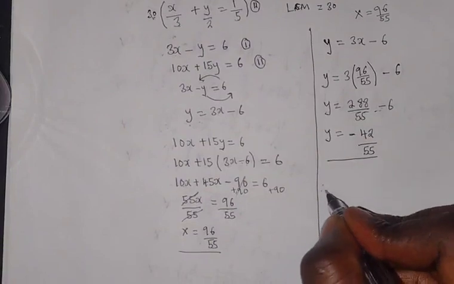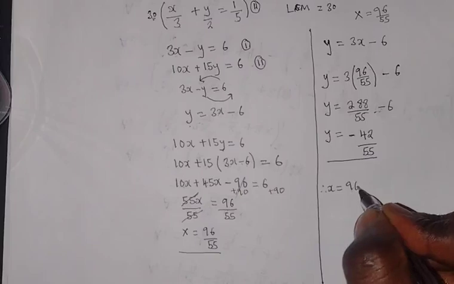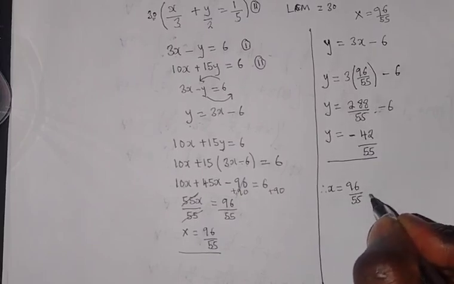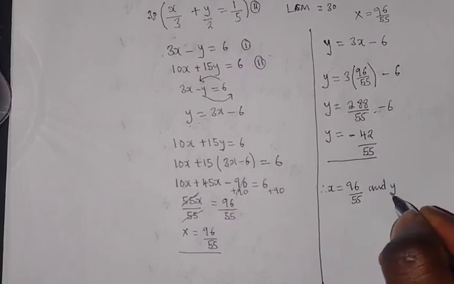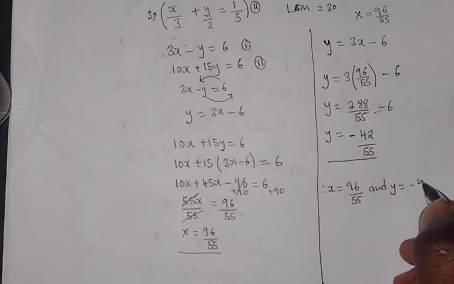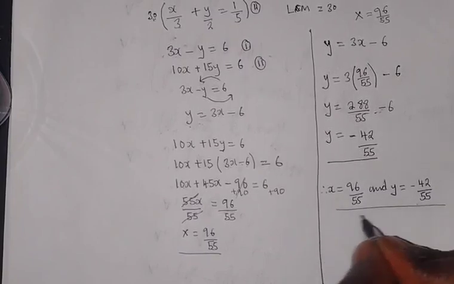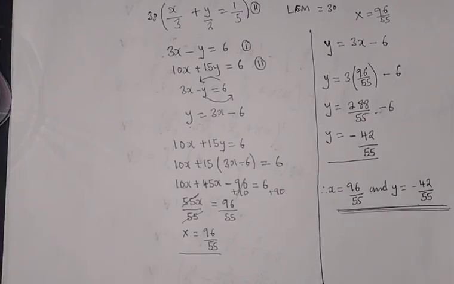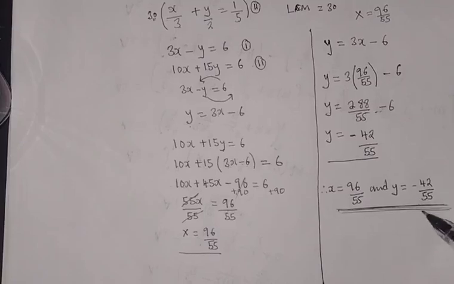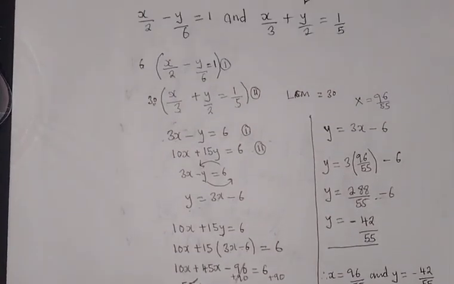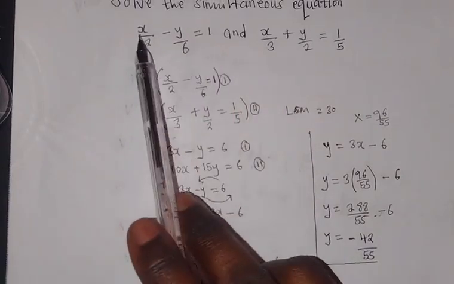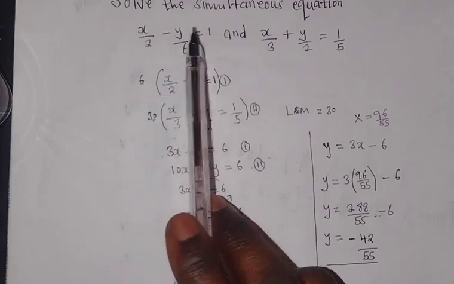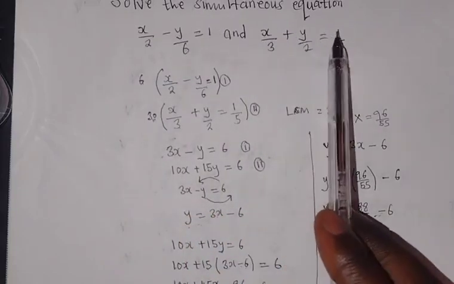So this means that x is equal to 96 over 55 and y is equal to negative 42 divided by 55. So these are the values of x and y. If you want to check, if you want to prove, you can prove. I've done that already, and these are correct values, because once we plug them into the original question here, you put the value of x and the value of y, you get 1. You put the value of x and the value of y, you get 1 over 5.